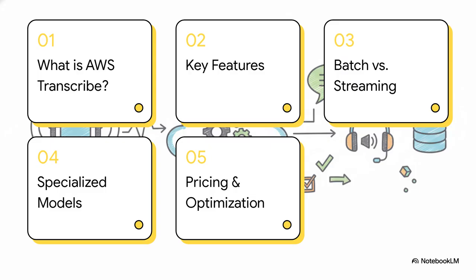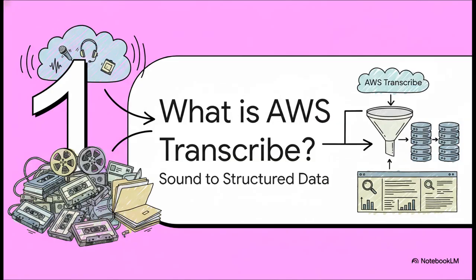Okay, so here's our game plan. Think of this as our architect's journey. We're going to cover what Transcribe even is, then get into the key features you'll actually use. We'll tackle that big choice, batch versus streaming. We'll look at some specialized models, and then we'll wrap up with the thing every great architect obsesses over, how to save money and optimize for cost. So let's kick things off by setting the scene.